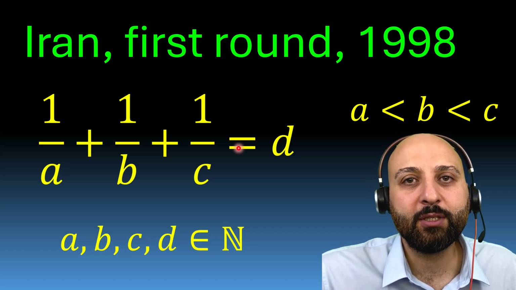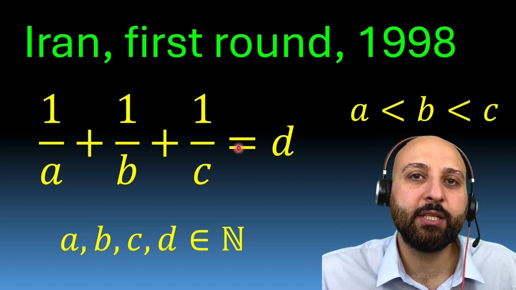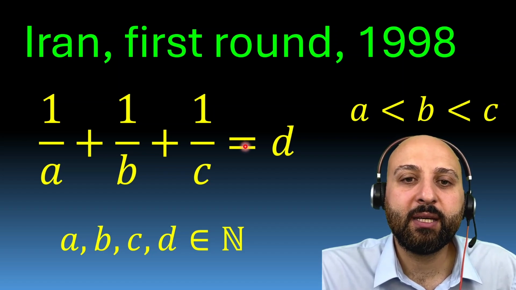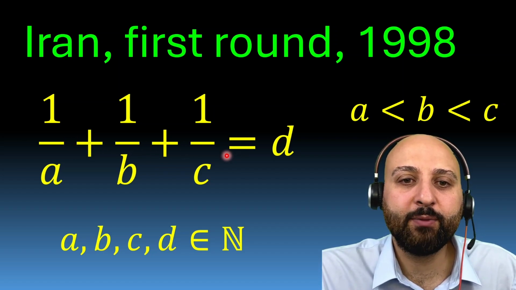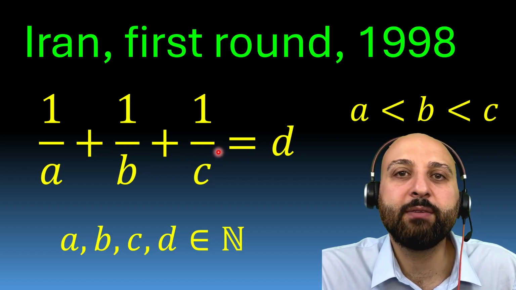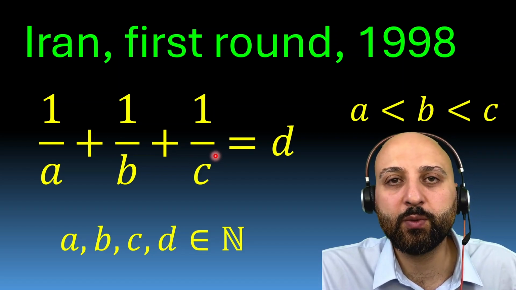Hi, we have another question from Iran Mathematical Olympiad, year 1998, round number 1. The question states: how many solutions do we have for the following equation? A, B, C, D are elements of the natural numbers, and we have 1/A + 1/B + 1/C = D.